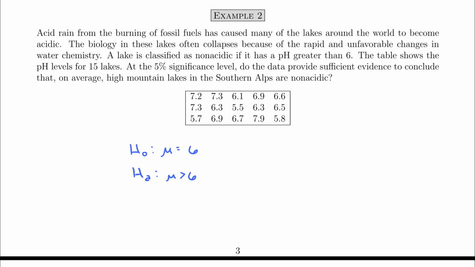And that's where, if the null hypothesis is that the pH level is 6, the alternative hypothesis is that it's greater than 6.